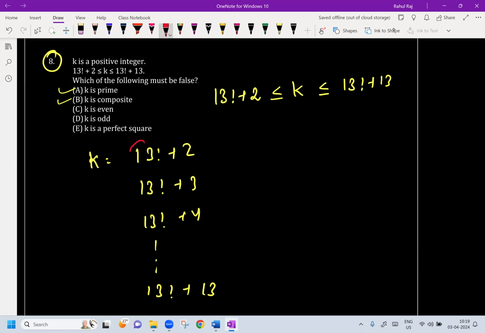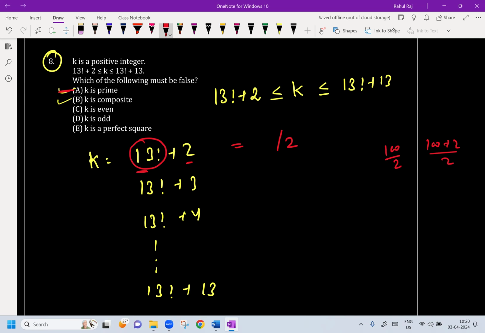Can I say 13 factorial is divisible by 2? I'm just trying to find my first thing. Is this a prime number or not? Because if I find one, I'm done. So 13 factorial is divisible by 2? Yes, it is. So any number divisible by 2 plus 2 will surely be divisible by 2. Imagine 100 is divisible by 2. So 100 plus 2 will surely be divisible by 2, right?